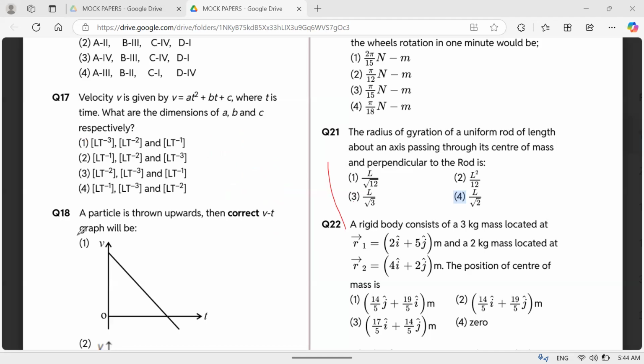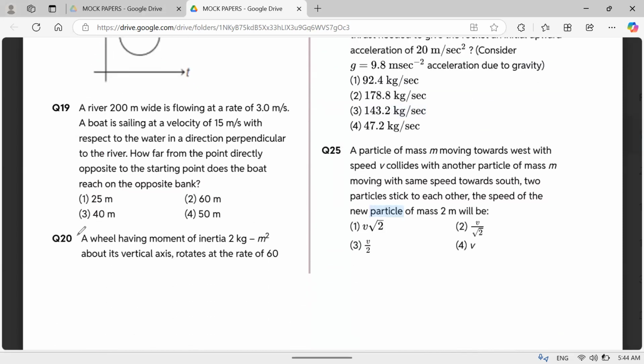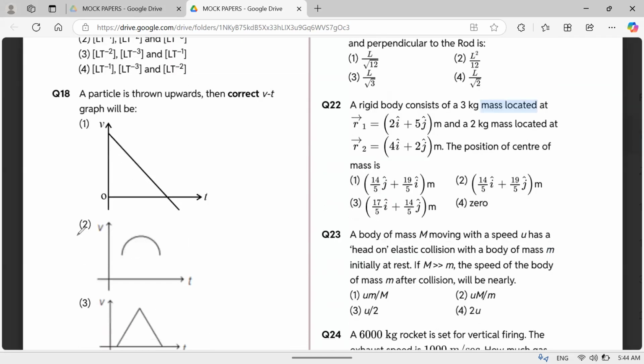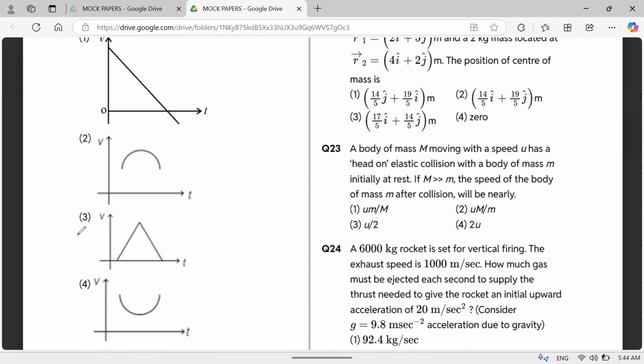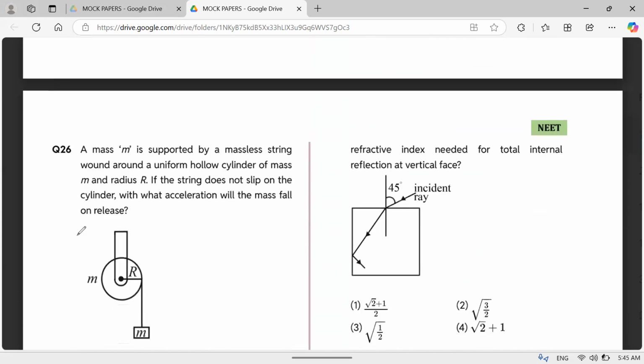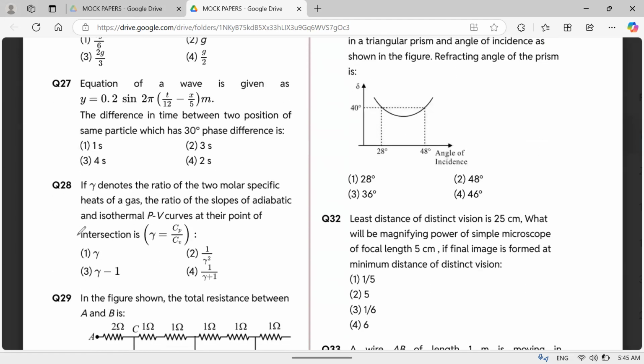Then the next one is a particle kinematics question. Then this is also a kinematics question. Then a rotational motion question. Then this is also a rotational motion question. Position of center of mass, collision, rocket, particle of mass. This is also kinematics. Then there is Newton's laws. Equation of wave is given, phase difference between the two particles.